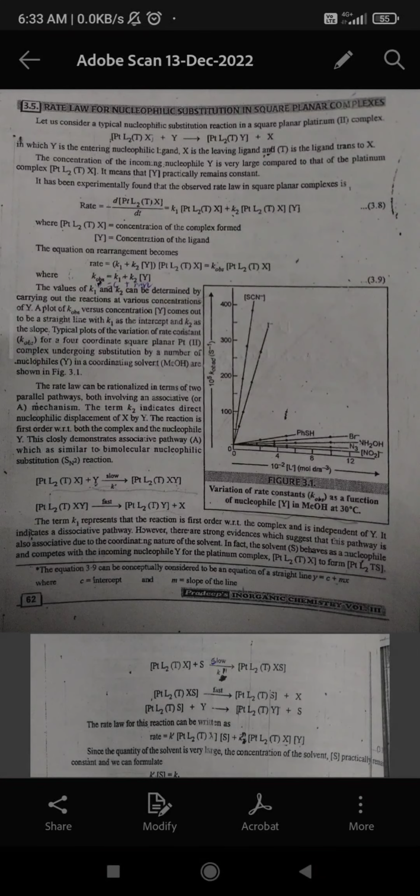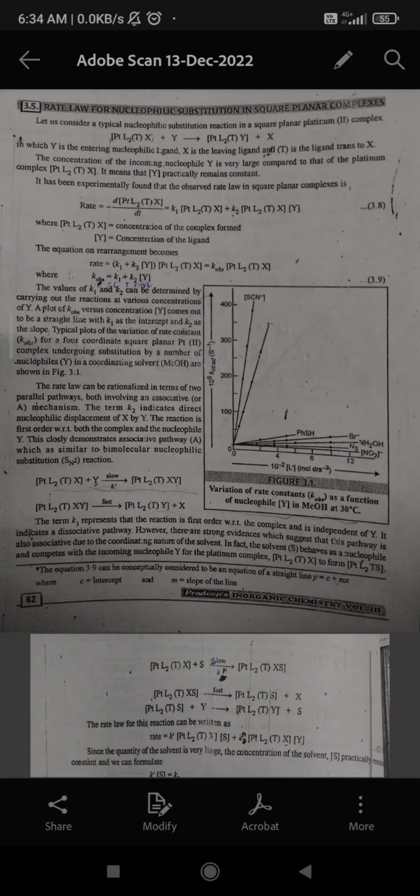We can represent this equation as a graph, that is y equals mx plus c. Here c is the constant, and m is the slope, that is k2. The values of k1 and k2 can be determined by carrying out the reaction at various concentrations of Y. A plot of k observed versus concentration of Y comes out to be a straight line, with k1 as the intercept and k2 as the slope.